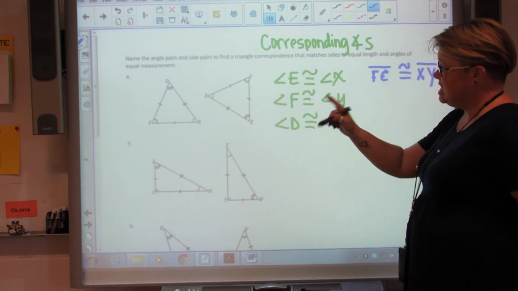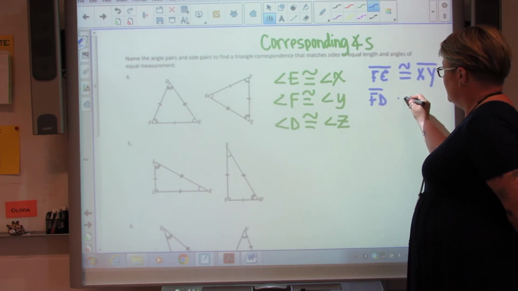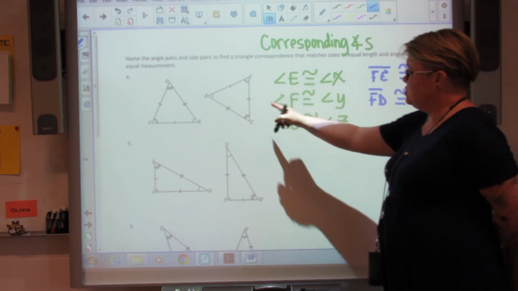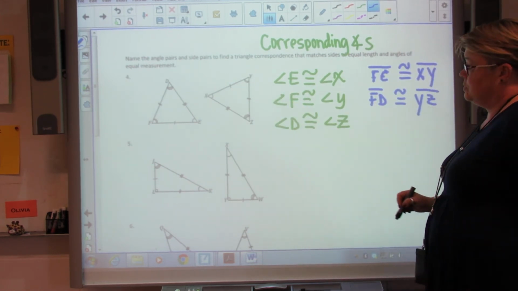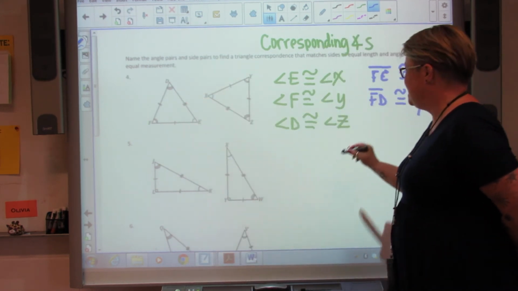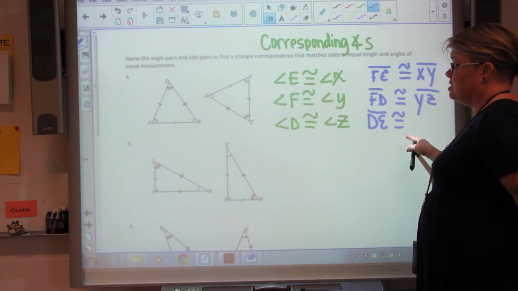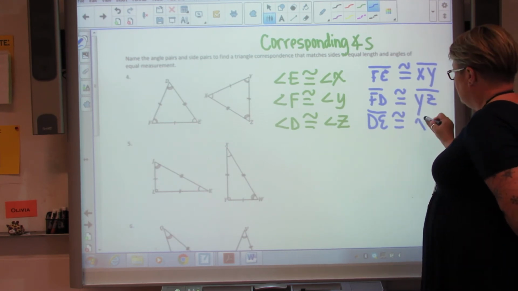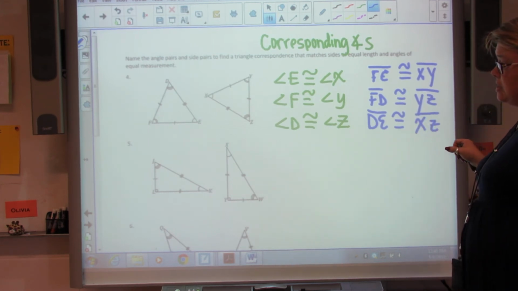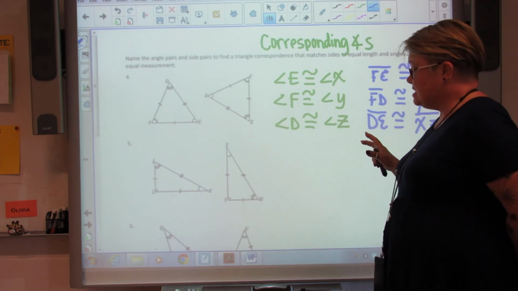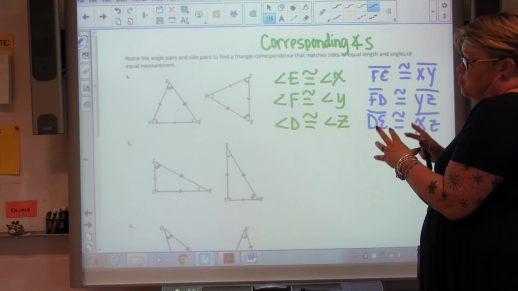Okay? So FD actually has 2 tick marks. It's hard to see on this board. So that's going to correspond to the 2 tick marks over here of YZ. And 3 tick marks here with DE corresponds or is congruent to side XZ. And I'm going to put a little line above that that means it's a segment. So finding corresponding sides simply means that you're finding the sides that match one another.